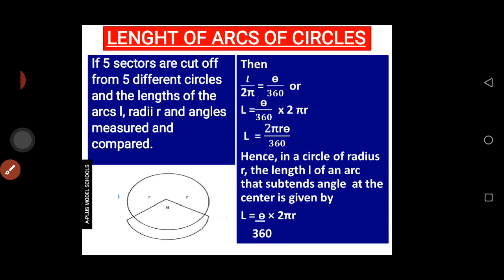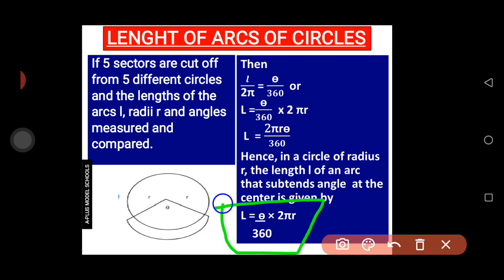Then let's now go to the length of arc of a circle. How do you get the length of an arc of a circle? Let me go straight forward here. The formula for finding the length of an arc is: length of an arc is equal to theta over 360 degrees multiplied by 2 pi r, where theta is the angle that is subtended, r is the radius of the circle, and pi, you know the value of your pi.